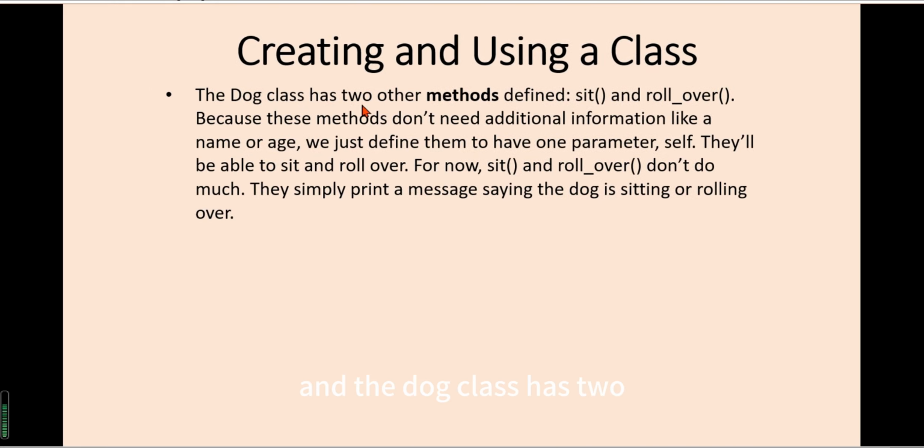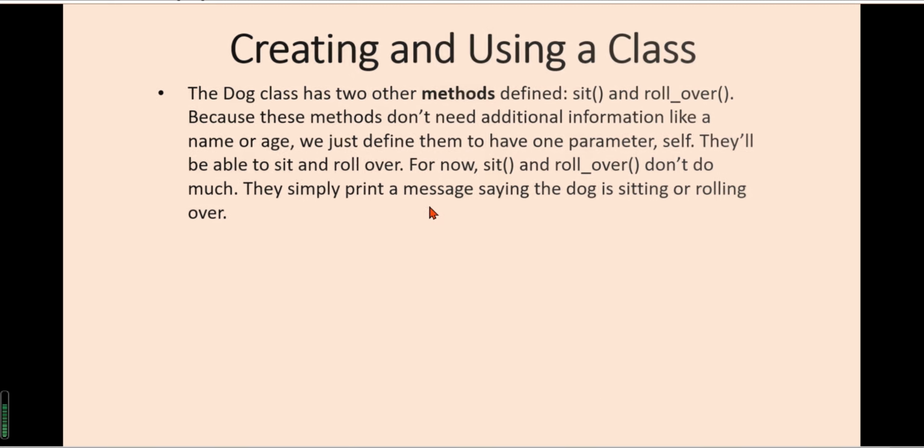And the Dog class has two other methods defined, sit and roll over. Because these methods don't need additional information like a name or age, we just define them to have one parameter, self. They will be able to sit and roll over. For now, sit and roll over don't do much. They simply print a message saying the dog is sitting or rolling over.